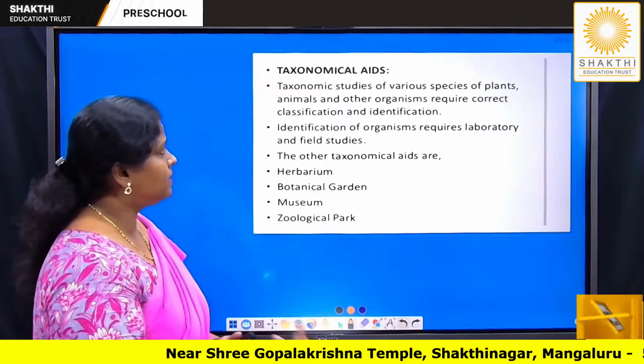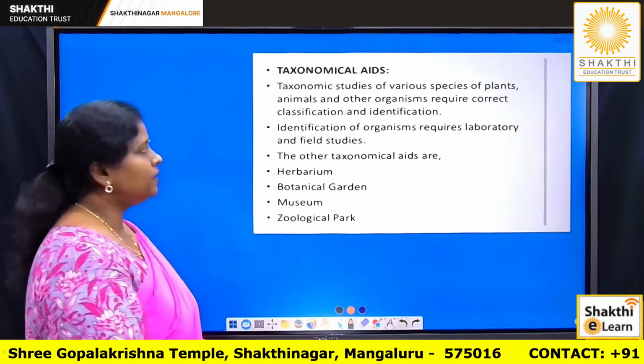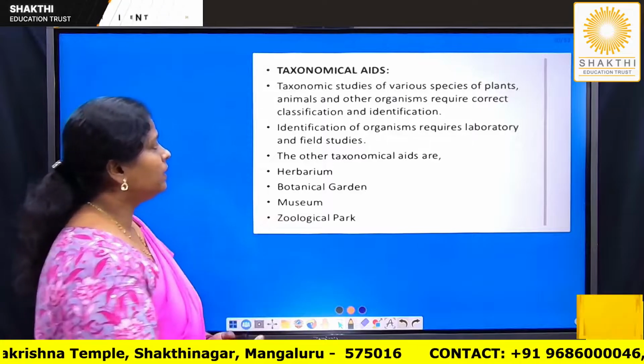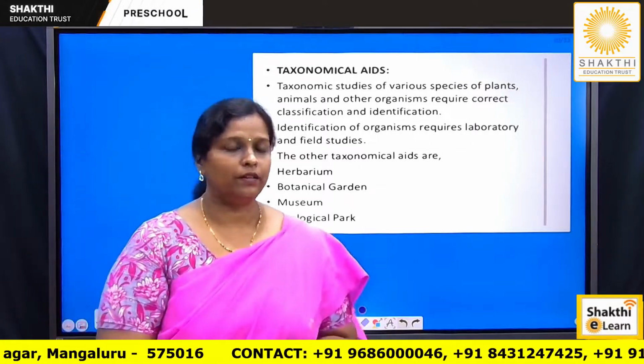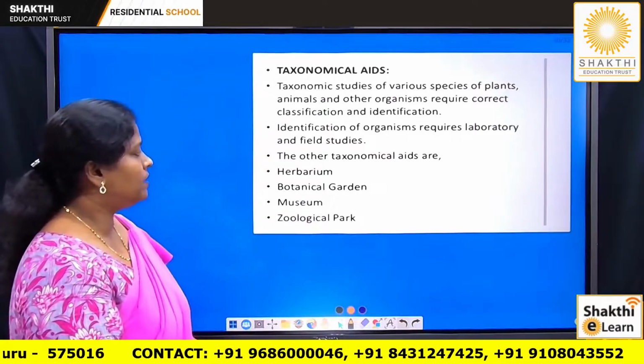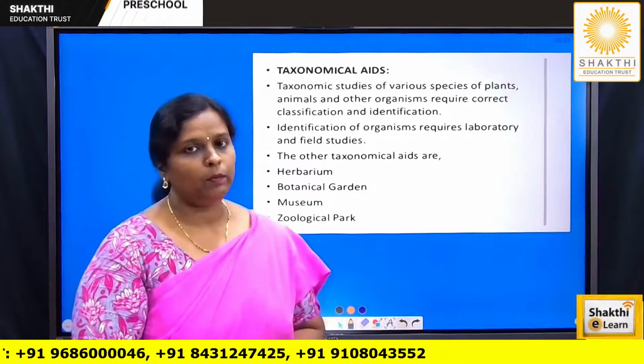Now first of all, as I told, taxonomic studies of different species of plants, animals and other organisms require correct classification and identification so that the study becomes easier. So different taxonomic aids are herbarium, botanical garden, museum, zoological parks.